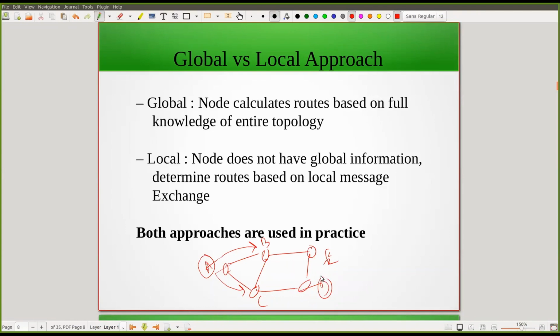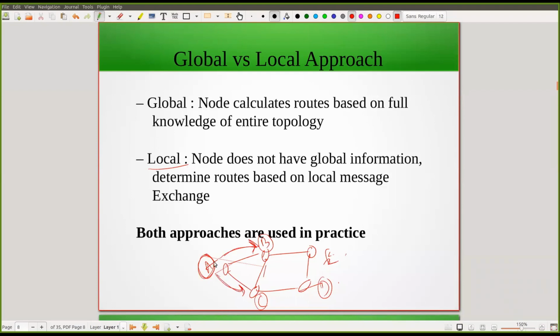Without knowing the cost of going to D and E, if the routing table build-up procedure starts, we say the routing table is built with local knowledge. That means we are trying to build the routing table at A with the local knowledge of the cost of going to B and the cost of going to C. Without knowing the cost of going to E and D, we start the procedure of building the routing table, and that kind of approach is called a local approach. Local knowledge means you have knowledge of only the neighbors, the cost of going to the neighbors.